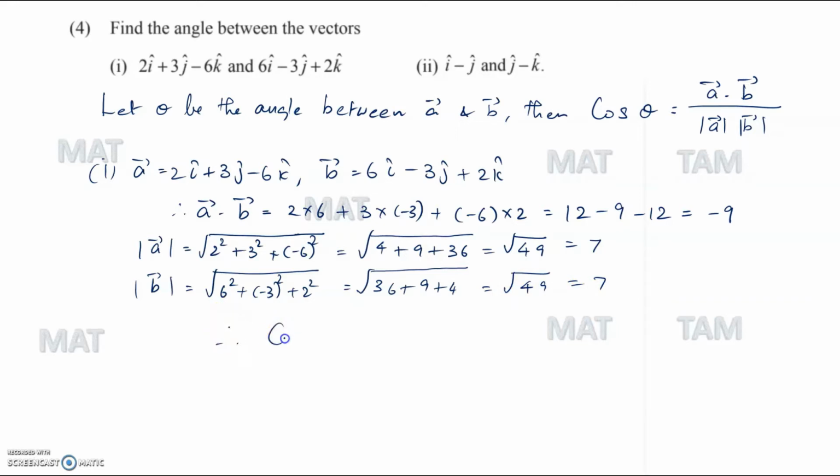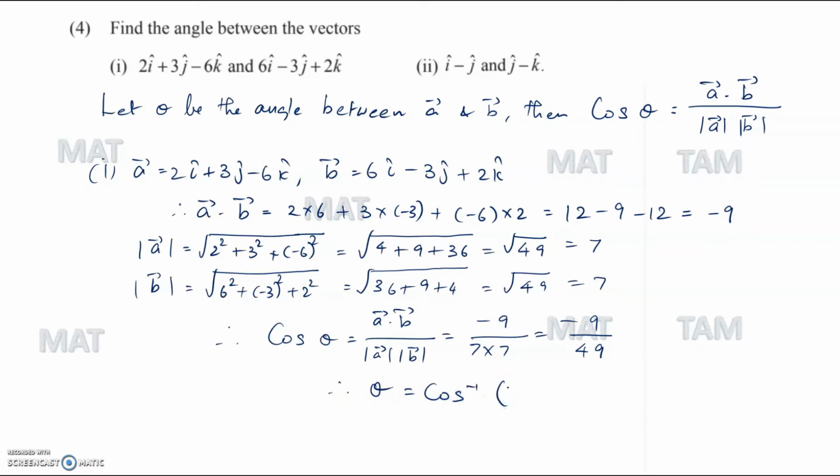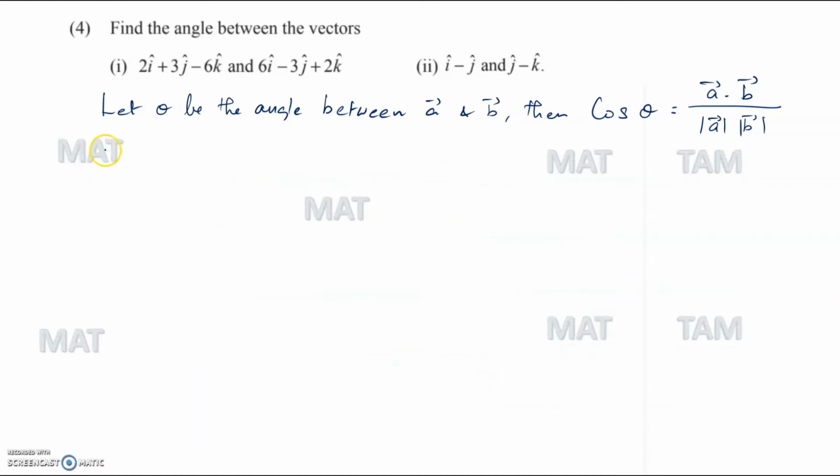Therefore, our cos theta is equal to vector A dot product with B divided by magnitude of A into magnitude of B, which is equal to, our A dot product with B is minus 9, minus 9 divided by 7 times 7, which is equal to minus 9 by 49. Therefore, our theta is equal to cos inverse of minus 9 over 49. Let's do the second one now.